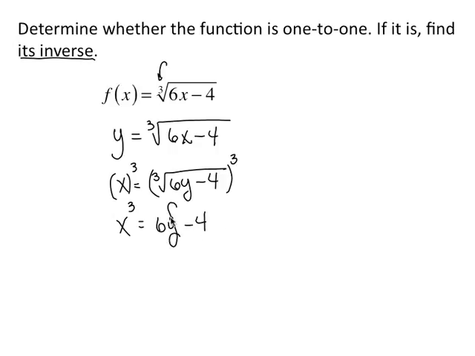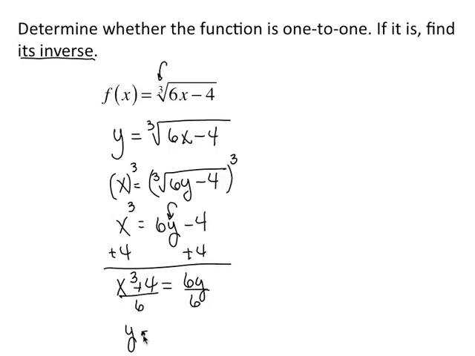Now I need to continue solving for y. So I add 4 to both sides. And I get x cubed plus 4 is equal to 6y. And then I divide everything by 6. And I get y is equal to x cubed plus 4 divided by 6.